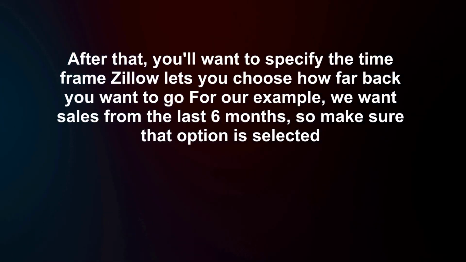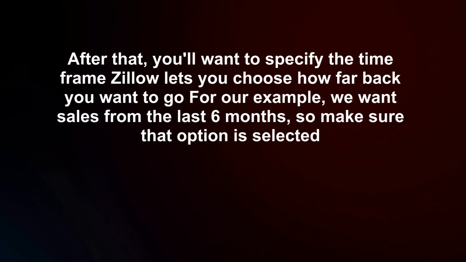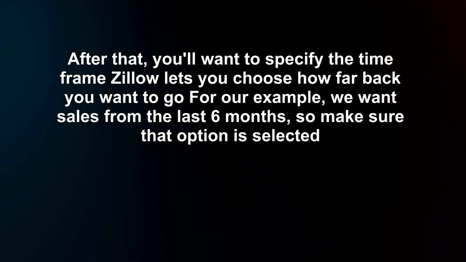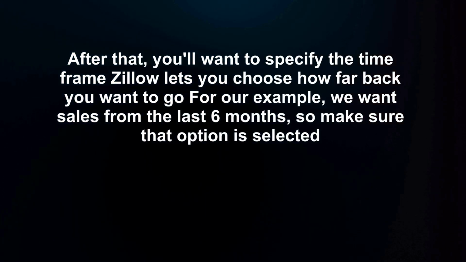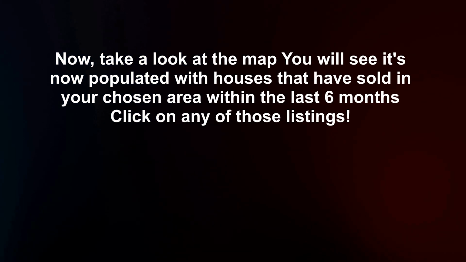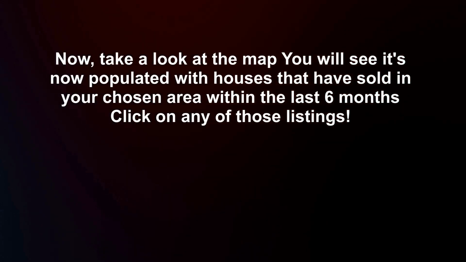After that, you'll want to specify the time frame. Zillow lets you choose how far back you want to go. For our example, we want sales from the last 6 months, so make sure that option is selected. Now, take a look at the map. You will see it's now populated with houses that have sold in your chosen area within the last 6 months.